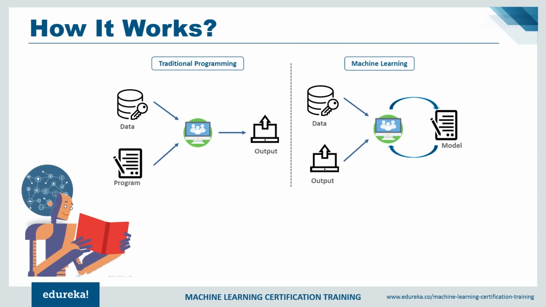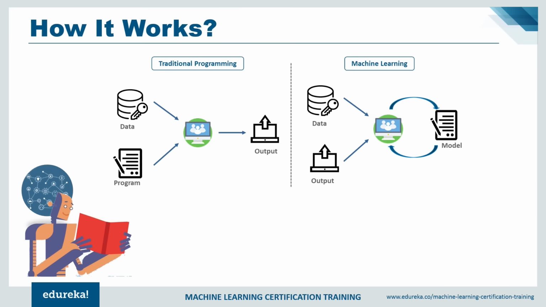So if we have a look at the diagram which is given here, we have traditional programming on one side, we have machine learning on the other. First of all, in traditional programming, what we used to do was provide the data, provide the program, and the computer used to generate the output. So things have changed now.